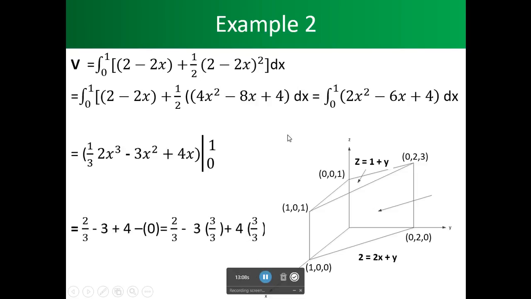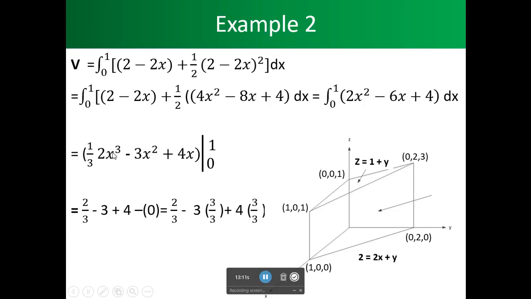0 to 1. Okay, if we plug in 0, that goes out. If we plug in 1 here, 1 cubed is still 1. Okay, so it's 2/3. 1 squared is still 1. So it's a minus 3. And then 1 times 4 is 4, and the other ones go all to 0. So now what we do is we got to find our common denominator, which is going to be 3. So we keep the 2/3 there. We multiply 3 times 3 over 3. We multiply 4 times 3 over 3.